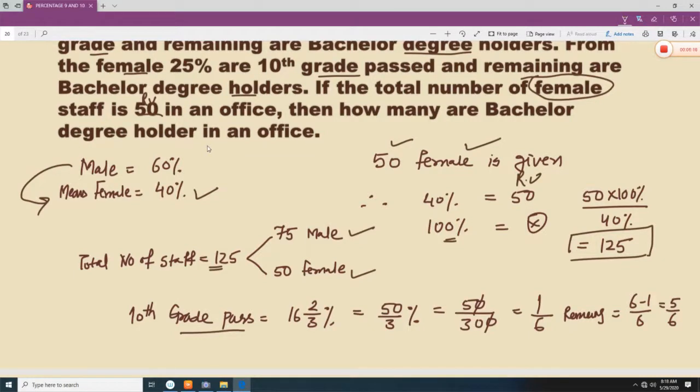It is 16 2/3%, which is 50% divided by 3. So when you remove the percentage, it is 50 over 300, or 1 over 6. Now 1 over 6 is the fraction of the male population who passed only the 10th grade. So the remaining 5 over 6 are the males who passed the bachelor degree.